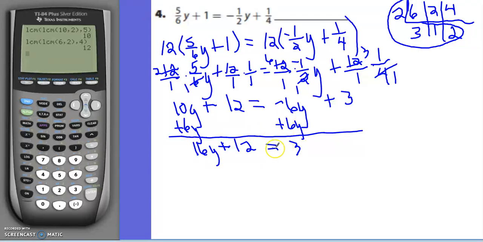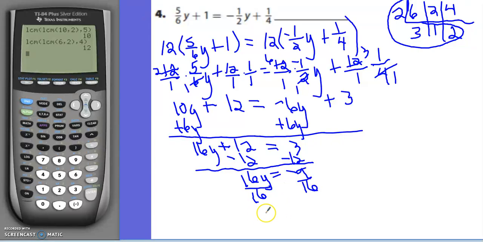Alright, now I've got to get all the constants to one side, so I'm going to minus 12. 3 minus 12 is going to get me negative 9. Then I'm going to divide both sides by 16. So that's going to be y equals negative 9/16. And 9/16 can't simplify. If you want, you can also turn that into a decimal.